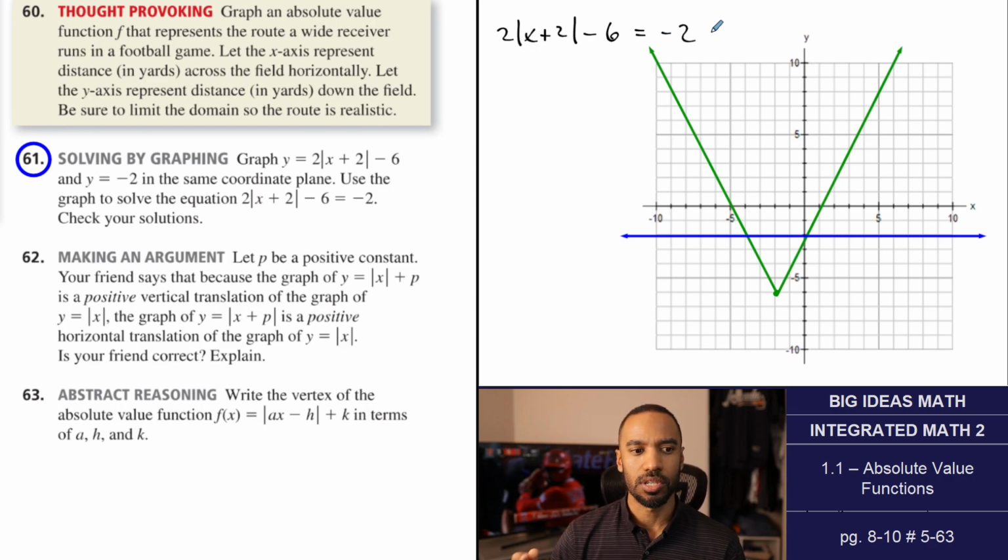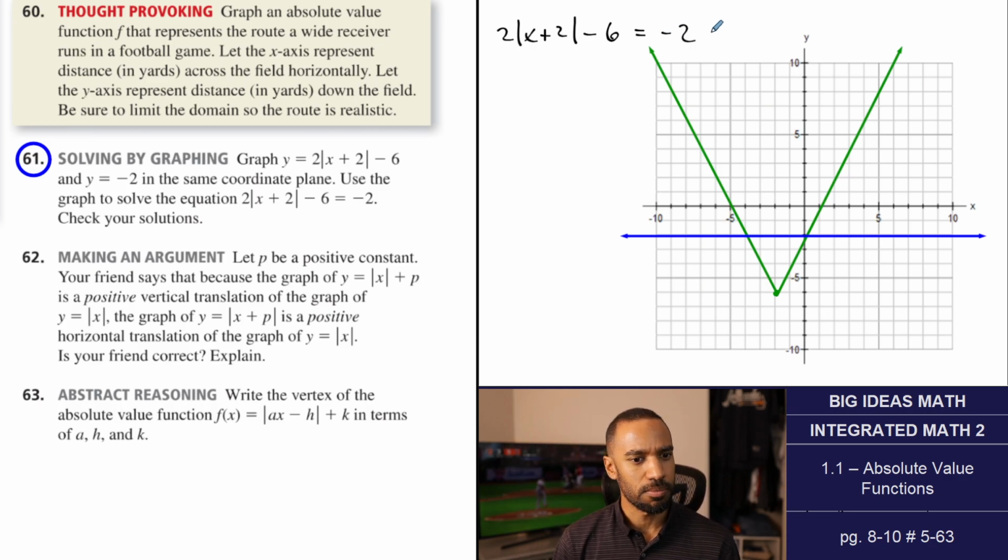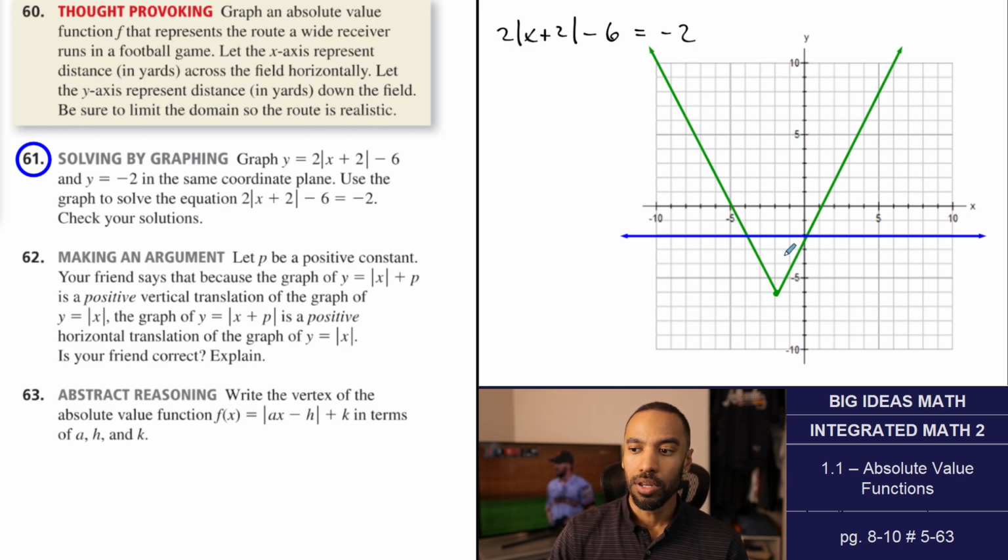They're asking you to solve for... Did they say solve the system? No, they say solve the equation. So we need to solve for x. They're asking what value of x gives you the same y for these graphs. Where do these graphs intersect for x?